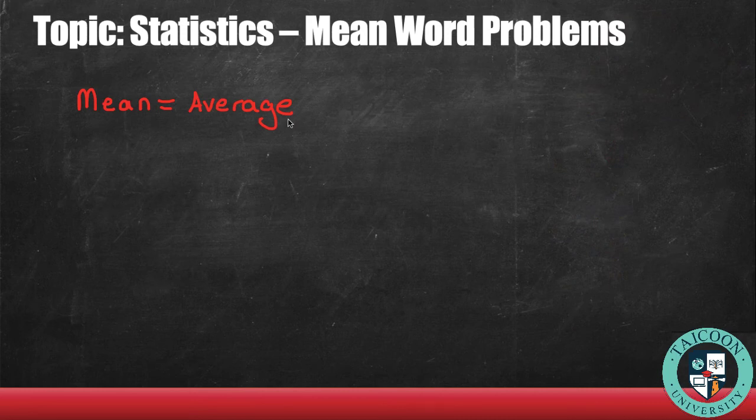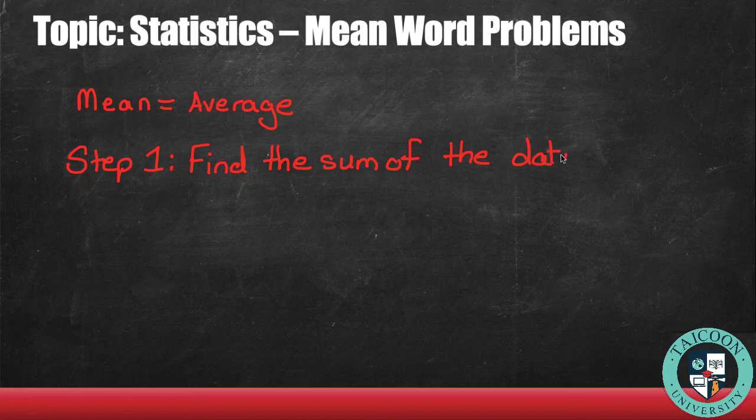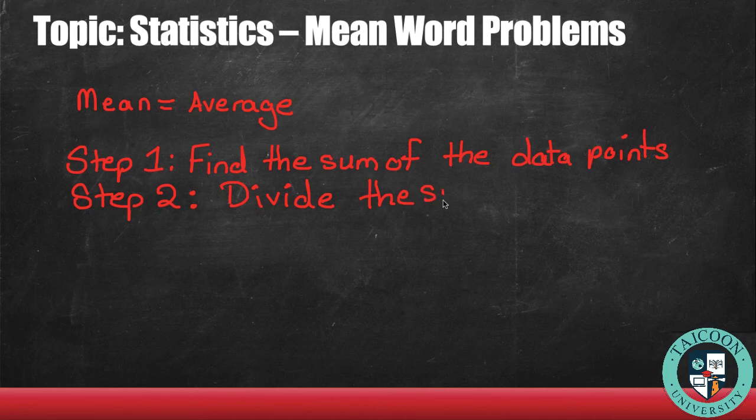So when you want to calculate an average or a mean of a set of numbers, you're going to do two things. Step one, you're going to find the sum of all the data points. So go ahead and write that down. We are finding the sum of all the data points. Once you have the sum of all of the listed data points, you're going to divide that sum by the total number of numbers, okay? So we are going to divide the sum by the total number of data points.